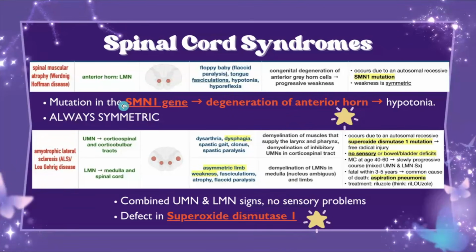This SMN1 gene codes for small ribosomal proteins, and if there was a mutation in this gene, the result would be the degeneration of the anterior horn that we talked about, where the lower motor neurons are located. This would result in these symptoms. So the lower motor neuron symptoms: you would have what's classically called floppy baby, which is basically flaccid paralysis in babies because this happens normally in babies. There would be tongue fasciculations, you would have hypotonia and hyporeflexia.